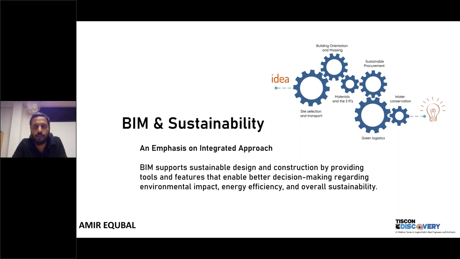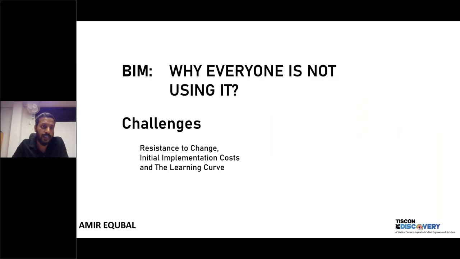The diagram on the infographic on the right side kind of demonstrated how everything is interconnected. That can help you in better decision making and overall environmental impact, energy efficiency, and in a sense, the sustainability part of it. What are the challenges?